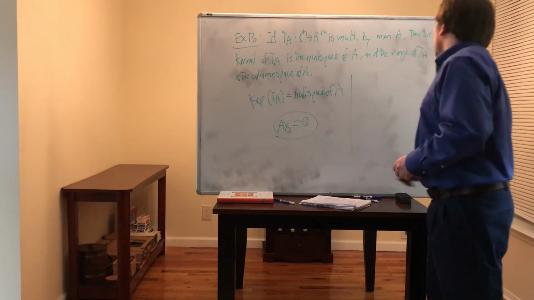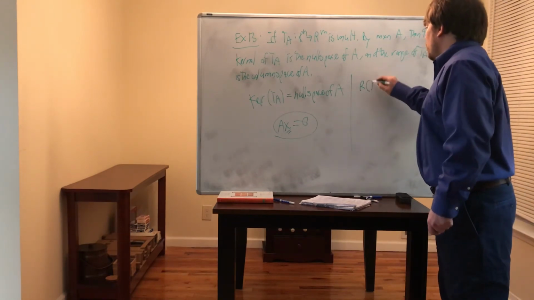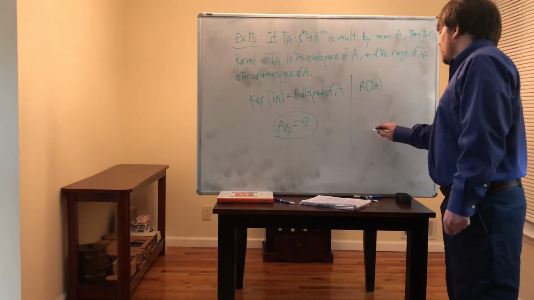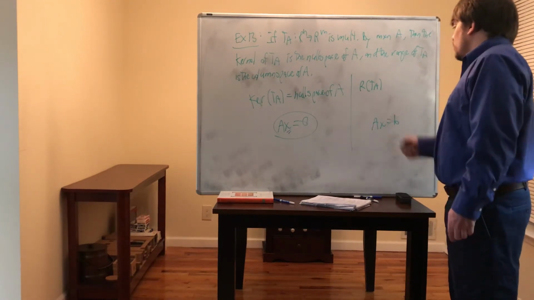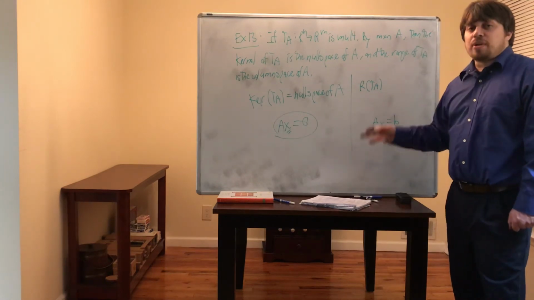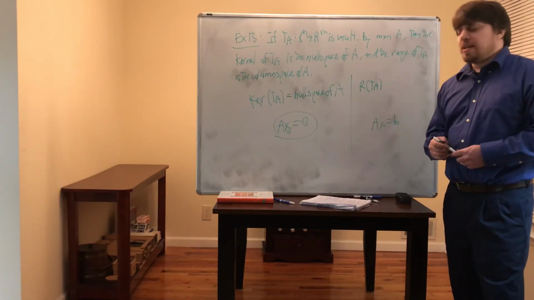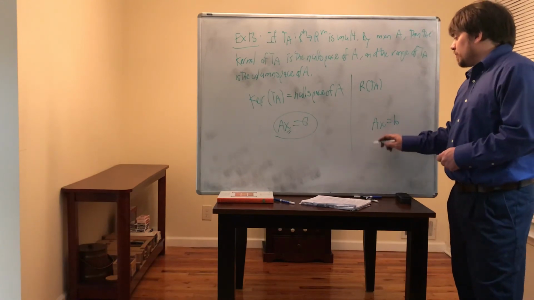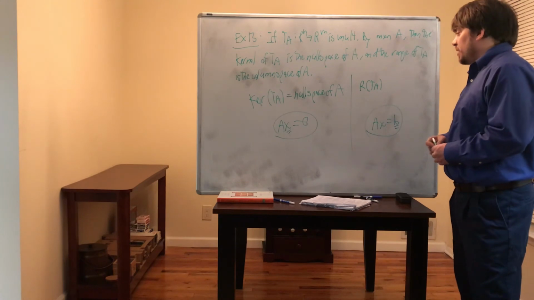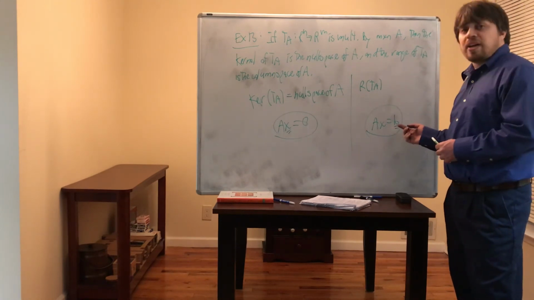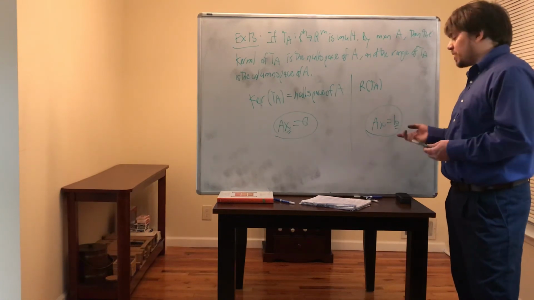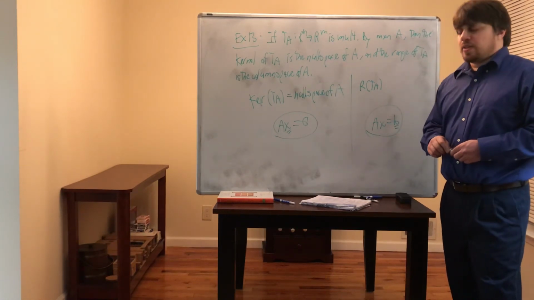Okay, now the range of T sub A, denoted by R of T sub A. T sub A is left multiplication by A, and so the range of T sub A would just be all the possible values of Ax, all the possible values of left multiplication by A. And so here, the range of T sub A is just the set of all values b that have a solution to the equation Ax equals b. Okay?